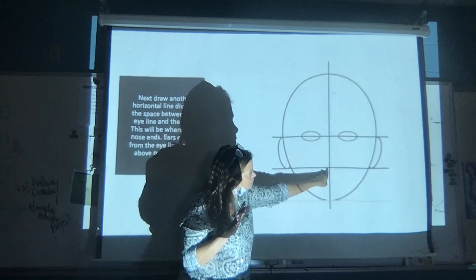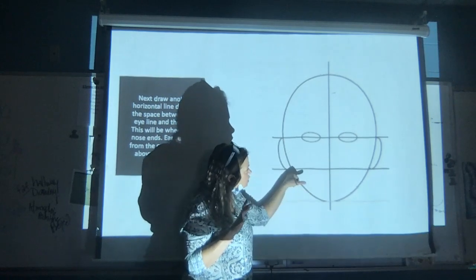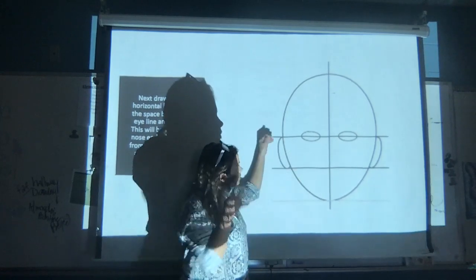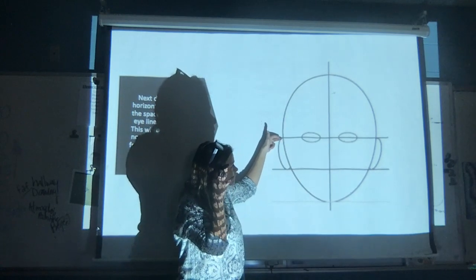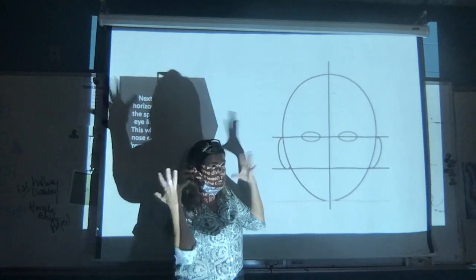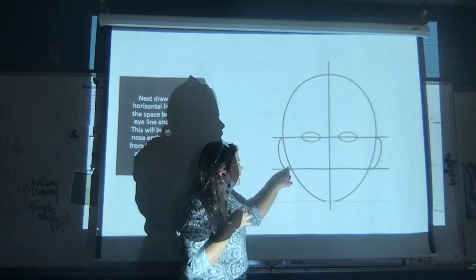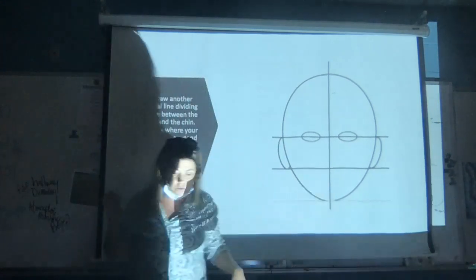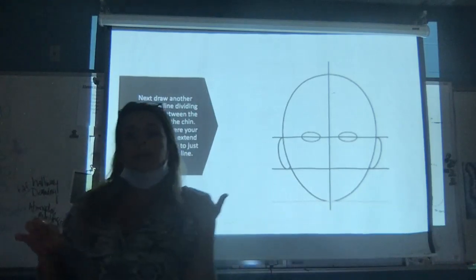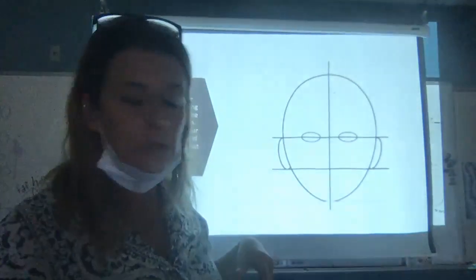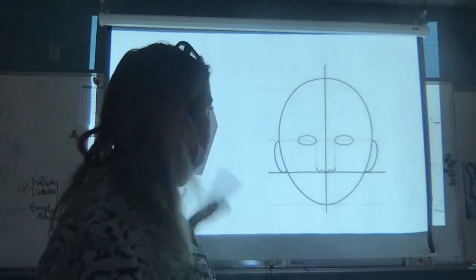This is where the tip of your nose is going to go. This is also where your ears end. Your ears start at the halfway of your eyes. Everybody, this is nature. Your ears start halfway at your eye line and they end at the tip of your nose. Nobody has their noses ending way down here and their ears up here. Okay, so there we go.